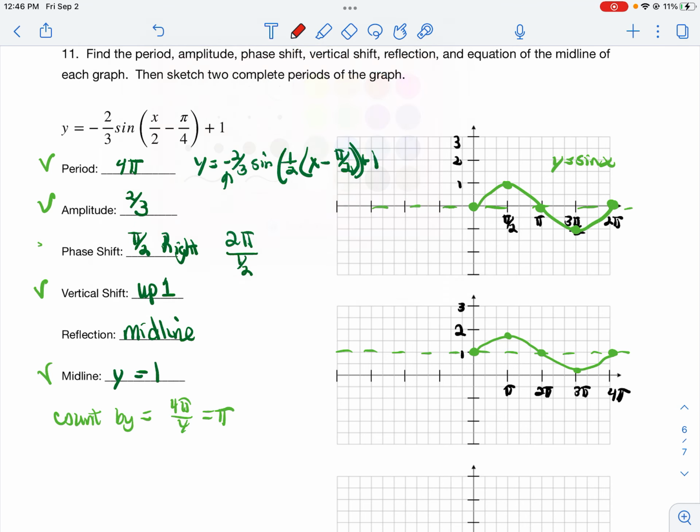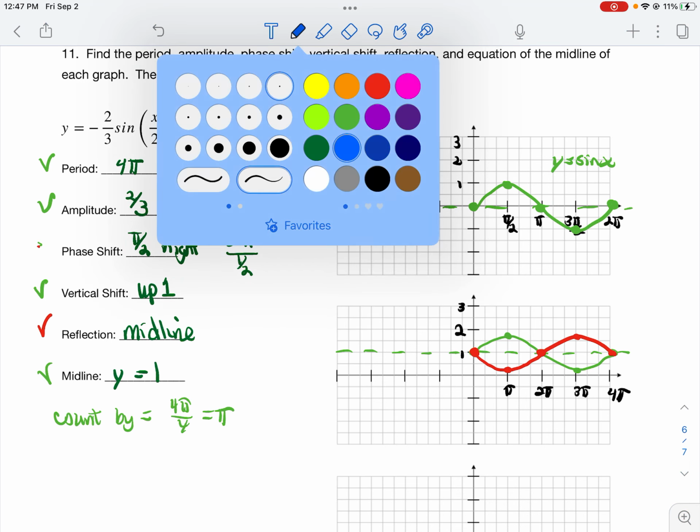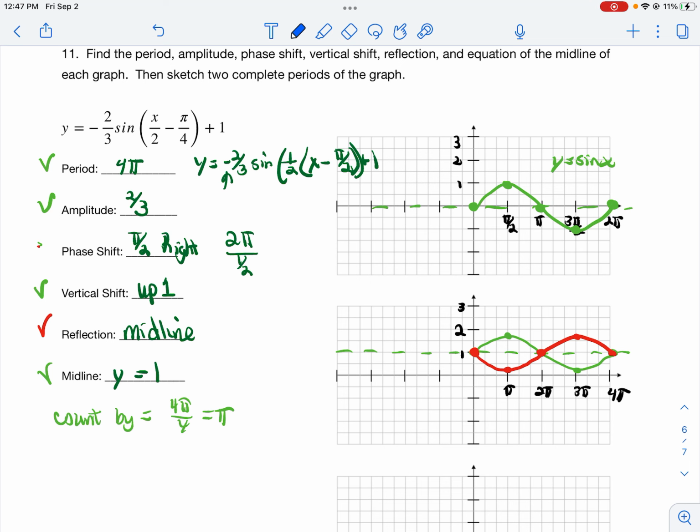My next color, I'm going to deal with my reflection. So reflection is everywhere it's not on the midline, it reflects over. Since there's a reflection across the midline, what's on the midline stays on the midline. So now we're down here, up here, and then up here, and then down here. So that's my reflection. And then as always, I'm going to do that phase shift last. And we're going to move over.